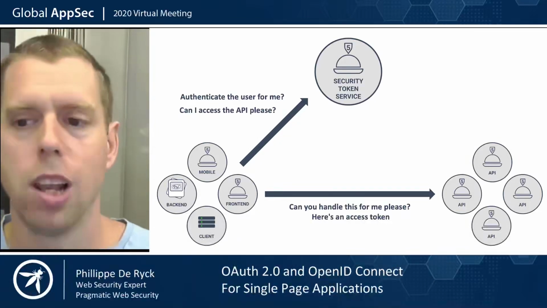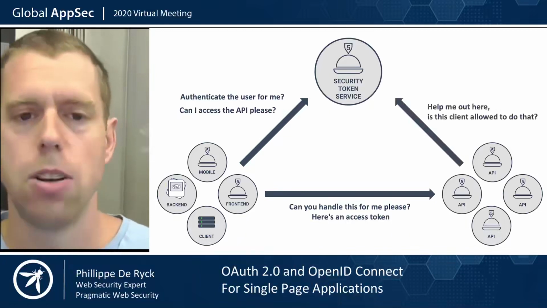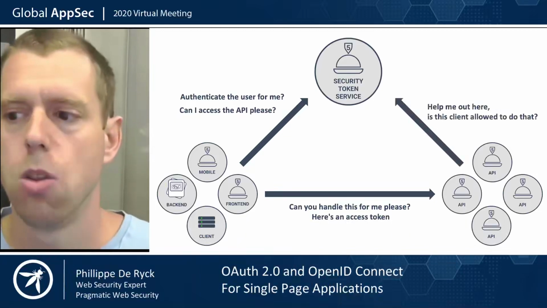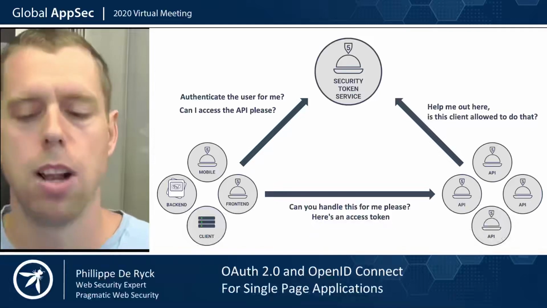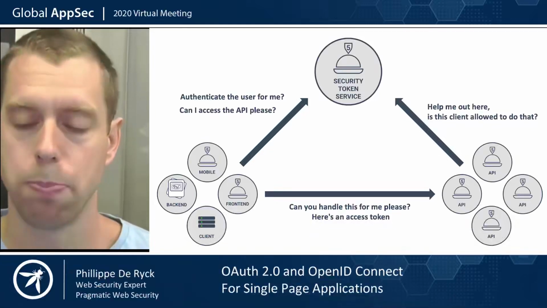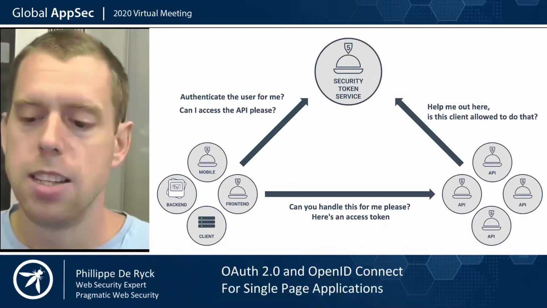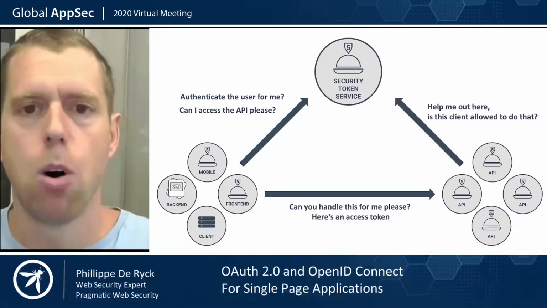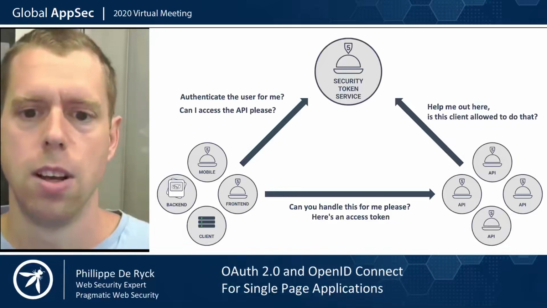The APIs, in turn, rely on a security token service, either directly or indirectly, to actually figure out if this is an allowed operation, yes or no. They need some information to make that decision. This picture is a very, very high-level overview of OAuth and OpenID Connect.